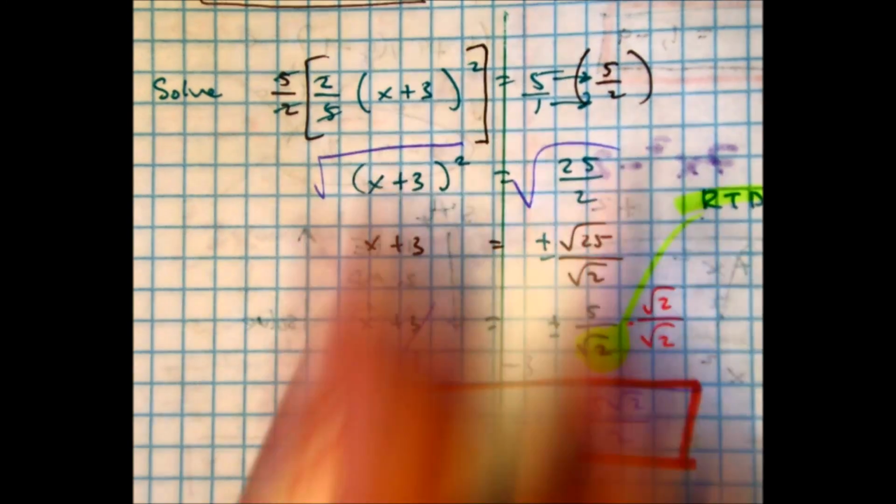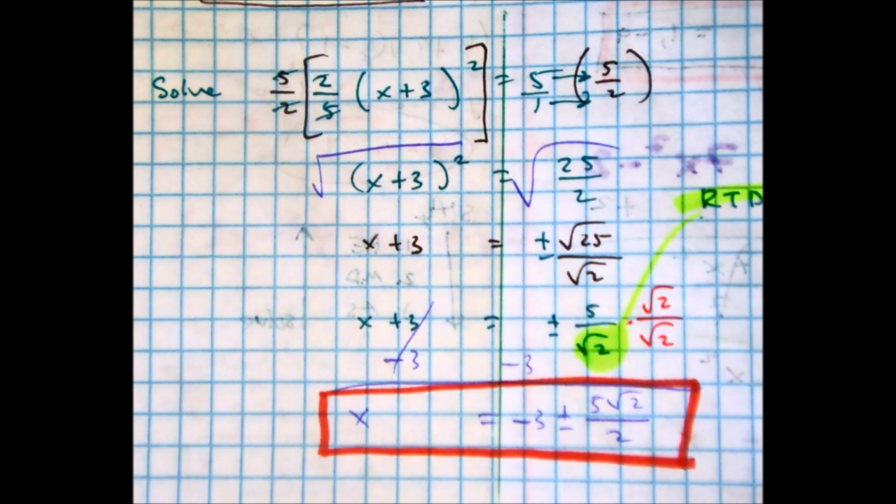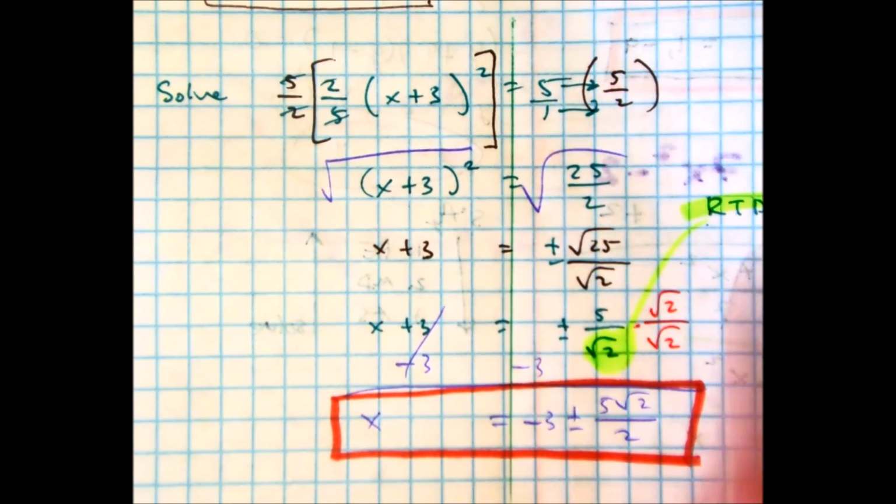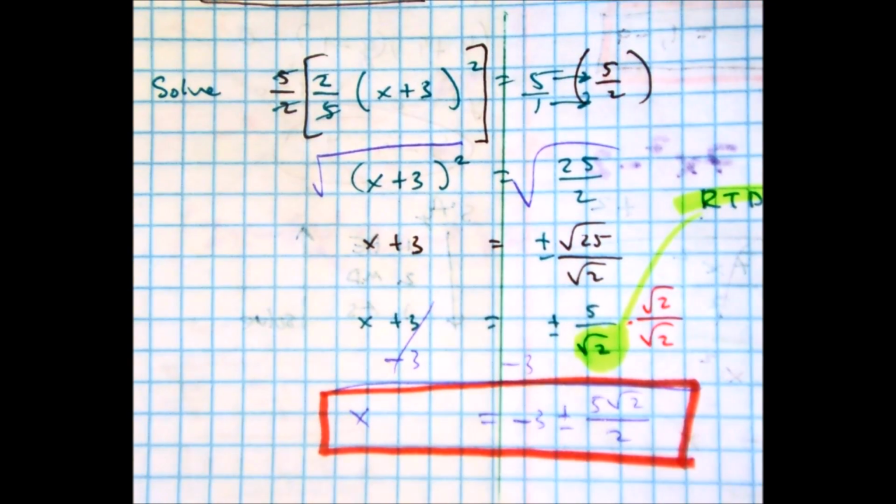So in this problem we learned to get the parentheses in the power of 2 isolated. When you take the square root, make sure there is no square root in the denominator. If that's the case, you can rationalize the denominator. And don't forget your plus or minus.